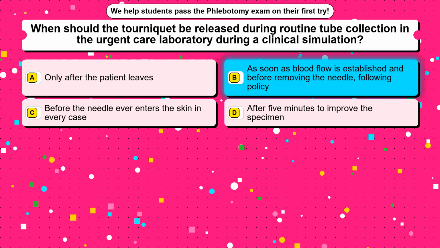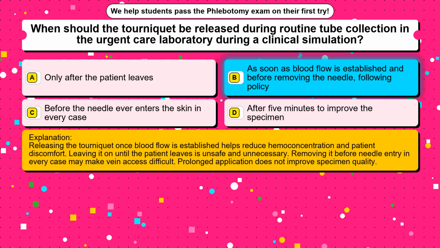The correct answer is option B. As soon as blood flow is established and before removing the needle, following policy. Releasing the tourniquet once blood flow is established helps reduce hemoconcentration and patient discomfort. Leaving it on until the patient leaves is unsafe and unnecessary. Removing it before needle entry in every case may make vein access difficult. Prolonged application does not improve specimen quality.